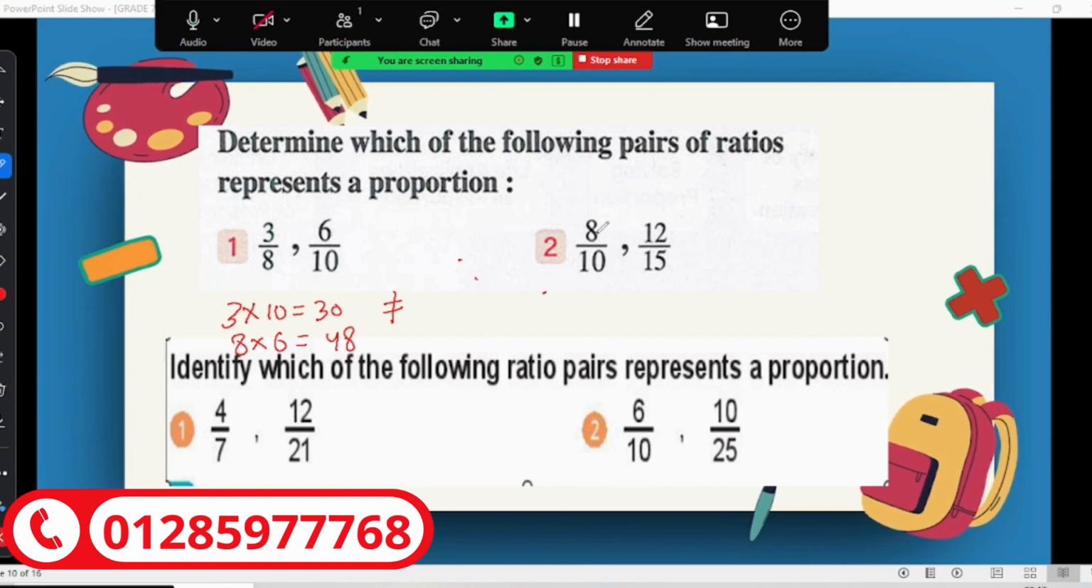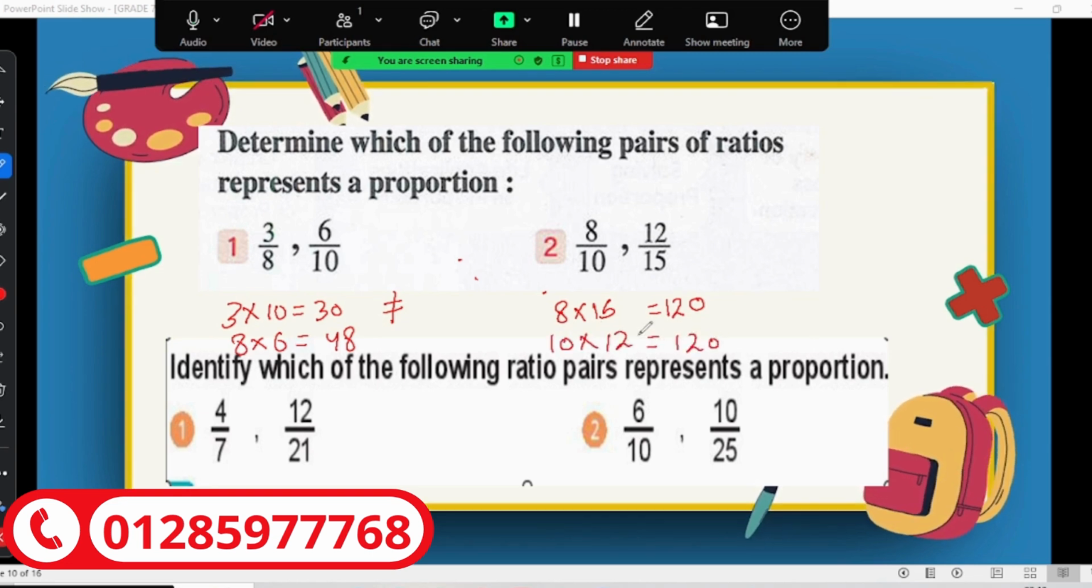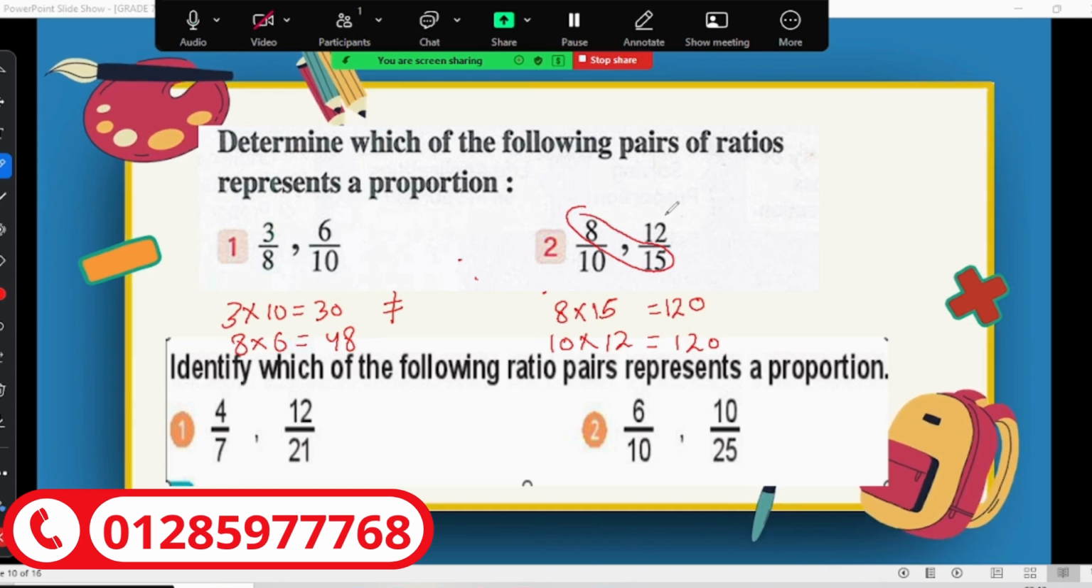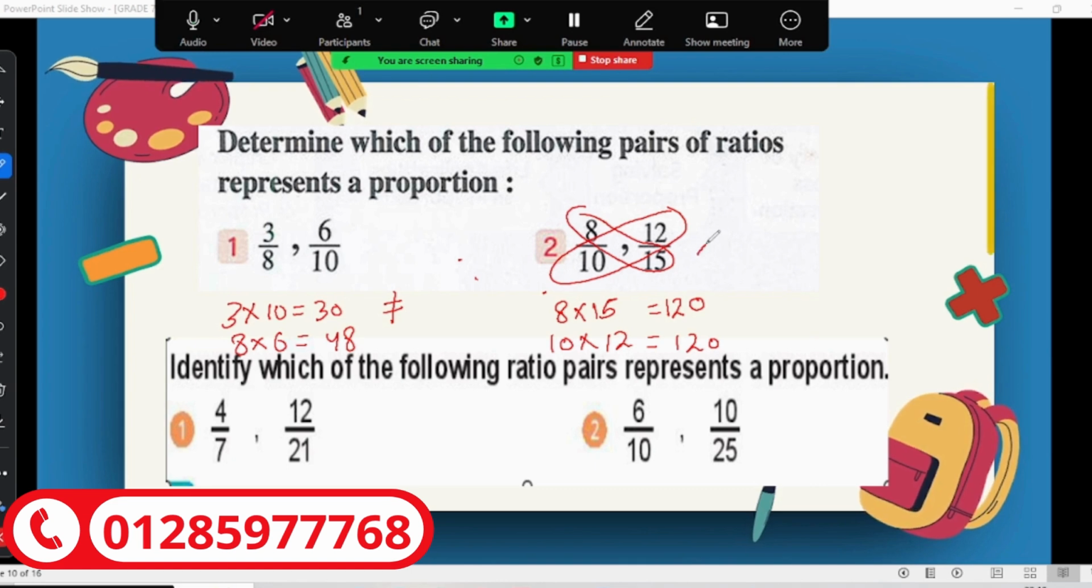In the next one, ratios number 2, 8 over 10 equals 12 over 15. If we multiply 8 times 15 equals 120, and 10 times 12 equals 120. So we have the product of extremes equal to the product of means, so they are proportional ratios. Yes, they are proportion, but here not proportion.